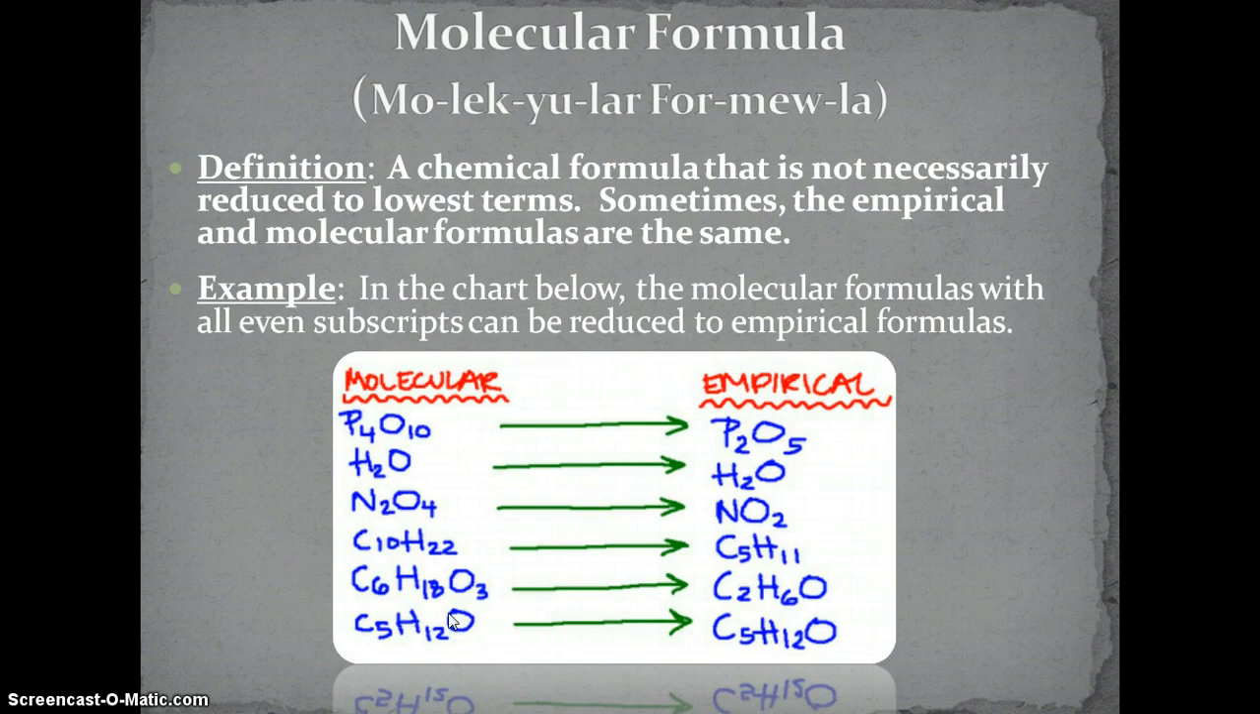And molecular formula. Definition. It's a chemical formula that is not necessarily reduced to lowest terms, and sometimes the empirical formula and the molecular formula are the same. So here we have H2O, and since there's an even subscript and an odd subscript, that one that we don't see, that's already in its lowest term, so the molecular and empirical formula are the same. So a molecular formula can have all even or all odd subscripts. It doesn't have to be in its lowest terms. So if the subscripts are all even or all odd, sometimes you can divide them to get the empirical formula.